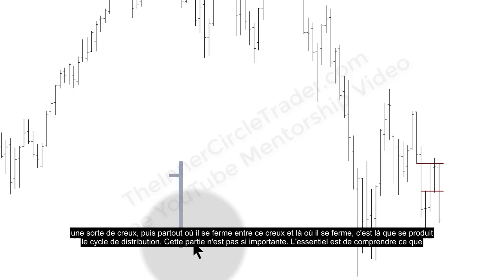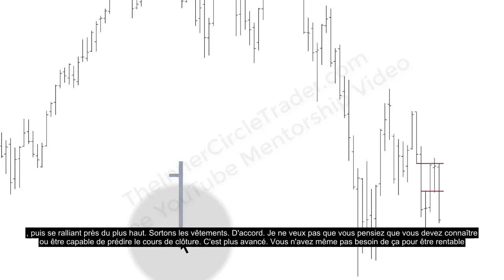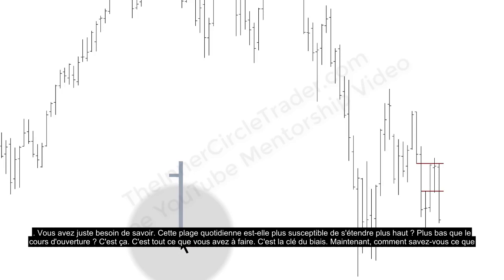That part is not that important. The main thing is understanding, what does this candle have the highest probability in terms of forming? An open, rally, sell off, and close down on its low? Or is it likely to create an opening, trade lower first, then rally and close near the highs? Let's take the close out, okay? I don't want you thinking that you have to know or be able to predict the closing price. That's more advanced. You don't even need that to be profitable. You just need to know, is this daily range more likely to expand higher or lower than the opening price? That's it. That's all you have to do. That's the key to bias.